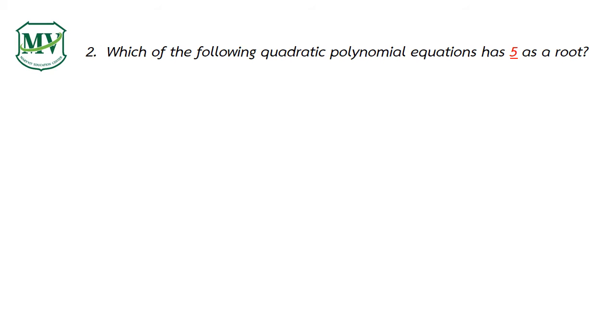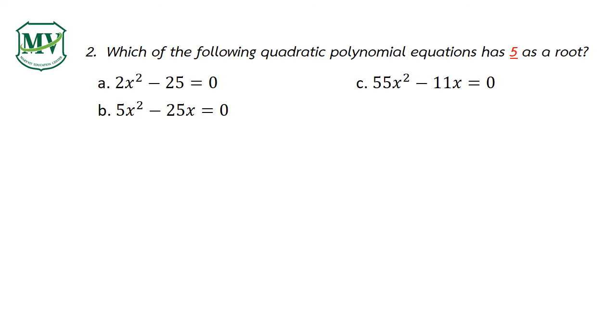Okay, so let's go to question number 2. Which of the following quadratic polynomial equations has 5 as a root? So, letter A, 2x squared minus 25 is equal to 0. Letter B, 5x squared minus 25x is equal to 0. Letter C, 55x squared minus 11x is equal to 0. Letter D, 2x squared plus 15 is equal to 0. So the answer is letter B.